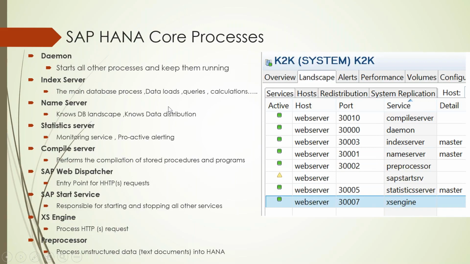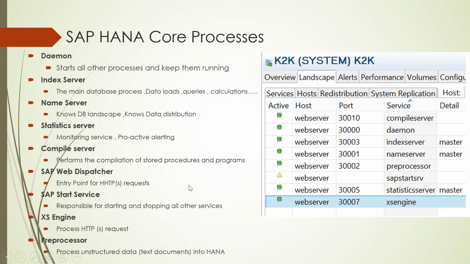We have the daemon.ini file. In this example, all the core services like compileserver, index server, name server, preprocessor, and statistics server are included in the daemon.ini. Whatever services are maintained in the daemon.ini, the daemon process is responsible for starting and stopping those services. We don't maintain it; it is maintained automatically during the installation. It is not recommended to touch the daemon.ini, so let it be handled by default.